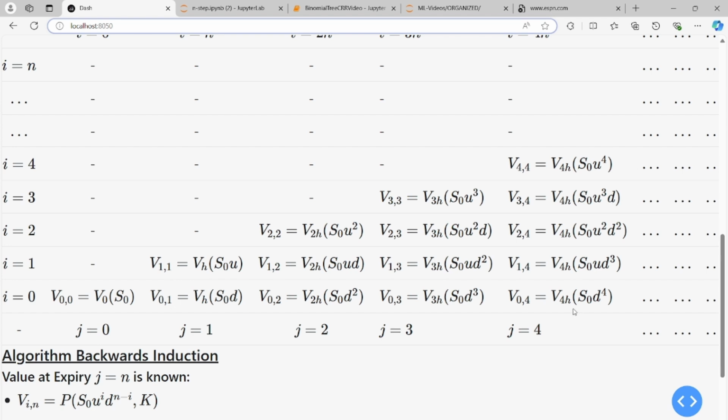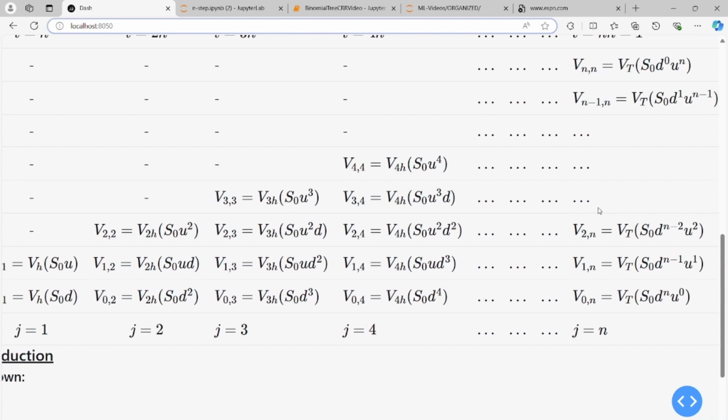But in general, let's say you're at time step 4, you have d to the 4 minus i. i is 0 here, so that's why you don't see it. So the d goes from 4 to 3 to 2 to 1 to 0, and the u goes from u to the 0, u to the 1, u to the 2, u to the 3, and so on. So that's the way the price dynamics works.